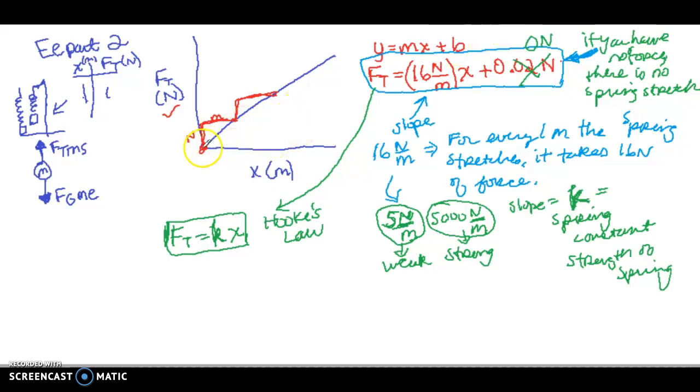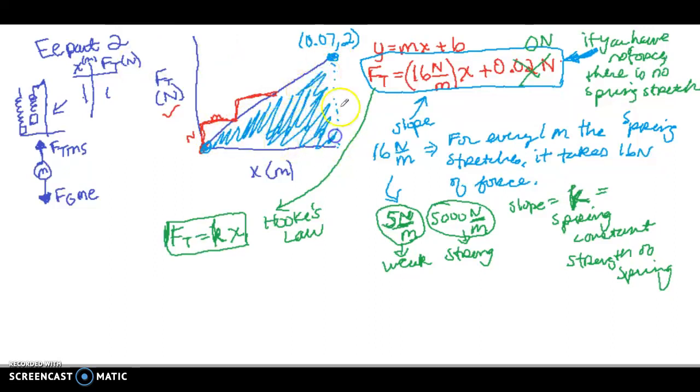If I take my highest point, let's just say mine was 0.07 and 2. I don't know what yours was. And I shade in this area underneath the line, just like I did before. I'm going to get something like a newton times meter. That's the unit for energy, just like we saw before. This is going to be the same in all parts of the lab.